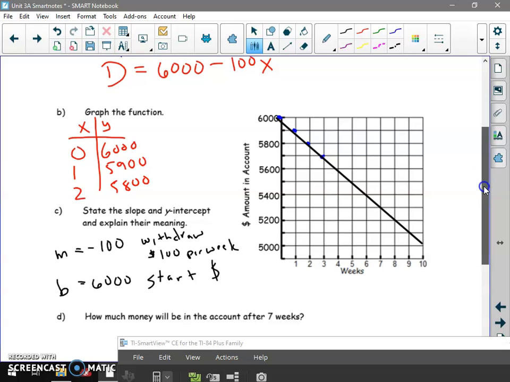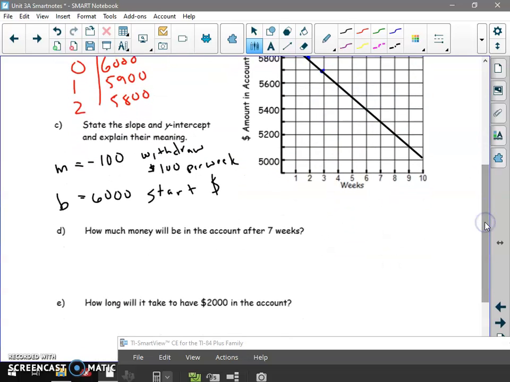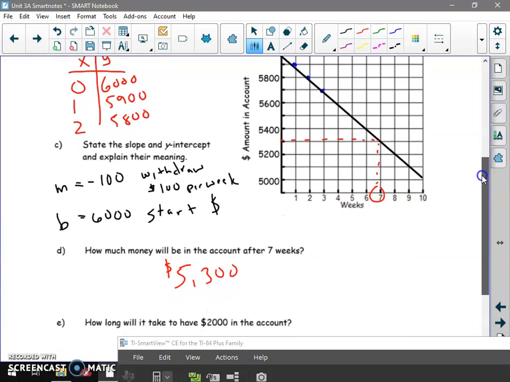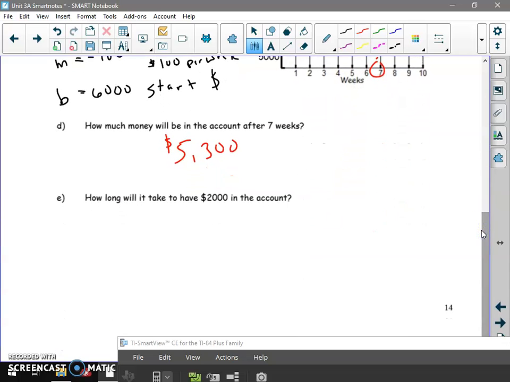How much money will be in our account after 7 weeks? We can use our graph. We're going to go to week 7, up and over. Halfway between 54 and 52 is $5,300. And then the last one, 2,000, it's not on our graph. We're going to have to go to our calculator.